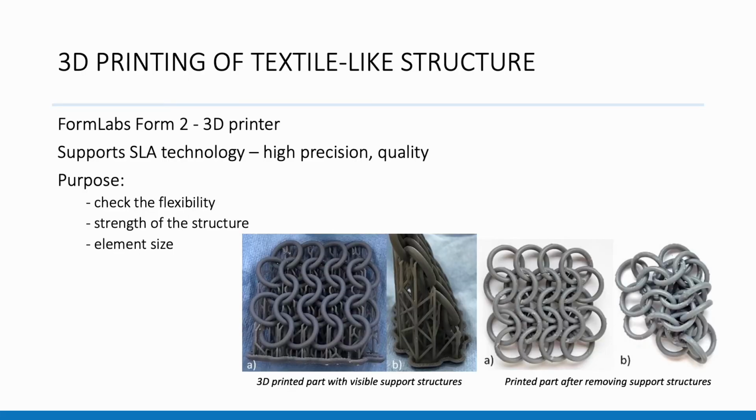As mentioned in the beginning, we also 3D printed a sample of a textile-like structure, which referred to the test part. We used SLA technology, which allowed us high precision and high quality, and the purpose of 3D printing was to check the flexibility and the strength of the textile-like structure and to find out the appropriate size of each element. In the 3D printing process, we showed that the textile-like structure can be movable even if it consists of rigid elements.